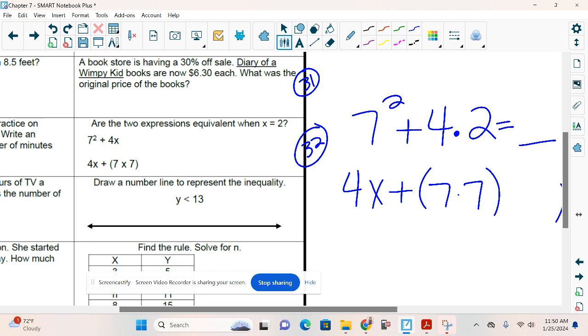Once again, when a number and a letter are touching, it means multiplication. I'm going to replace the x with a 2. I'm going to put that into my calculator and get an answer. If both of my answers are the same, then my answer is yes. If both of my answers are different, then my answer to the problem is no. We're not going to do number 33 because you can't put that one into Edulastic. So we're not going to do number 33.